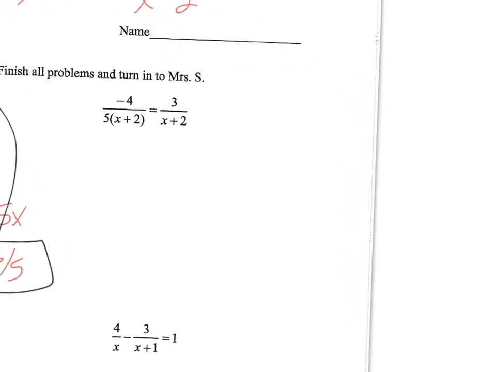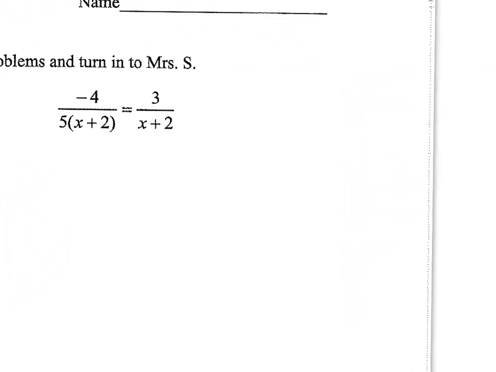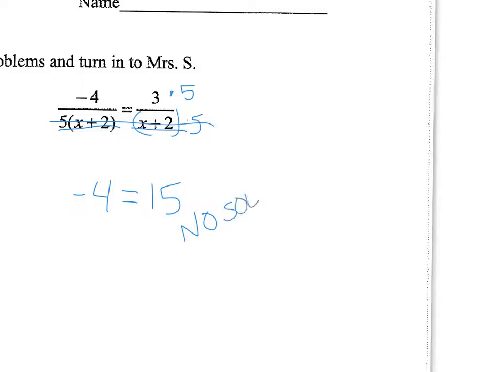And number 2, you want to make sure you have a common denominator here. So I'm missing a 5 over here, so I'm going to multiply the top by 5 and the bottom by 5. Now I'm going to have negative 4 equals 15. So does negative 4 equal 15? No, it's no solution. So there's no number for x that you could plug in and have that statement be true.